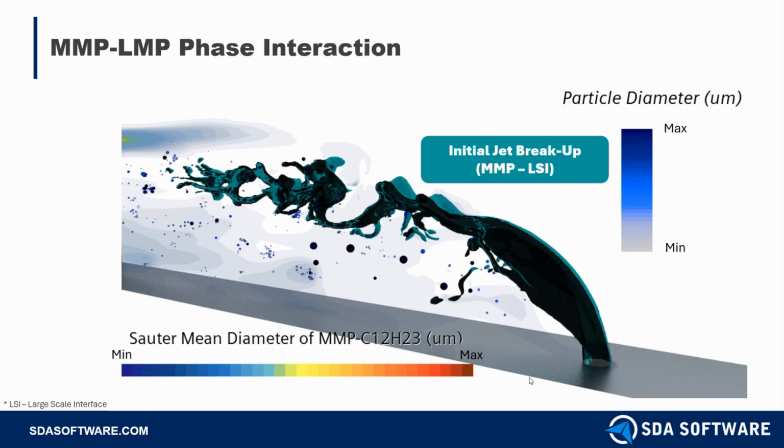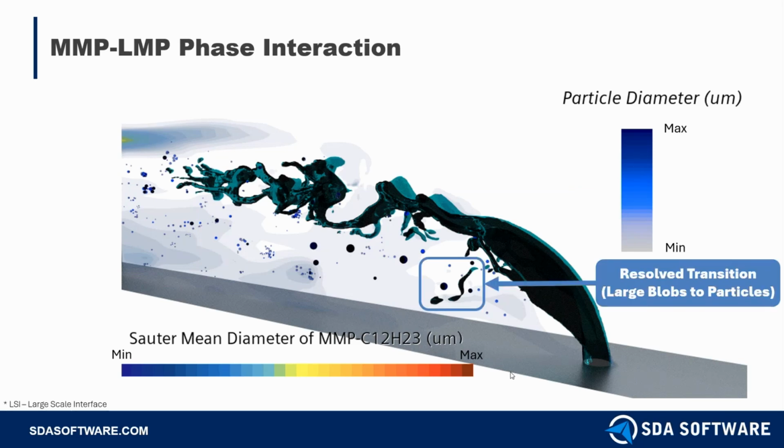So this is where the resolved transition model becomes very handy, because you can apply the resolved transition model and set a certain specified diameter. And then as long as the diameter is detected by the model, it'll basically transform the MMP blobs into LMP particles.